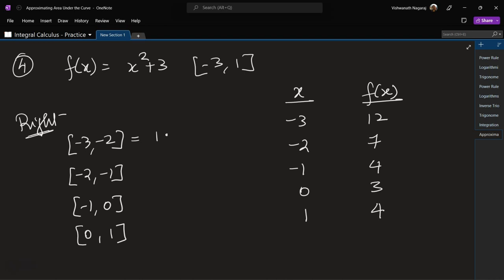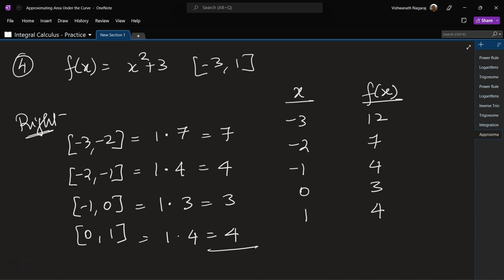So 1 times 7 is 7. This would be 1 times 4, which is 4. 1 times 3, which is 3. 1 times 4, which is 4. And if we add it up, we get 7 plus 4, 11, 11 plus 3, 14 plus 4, 18.